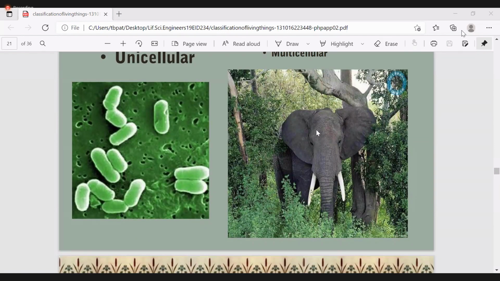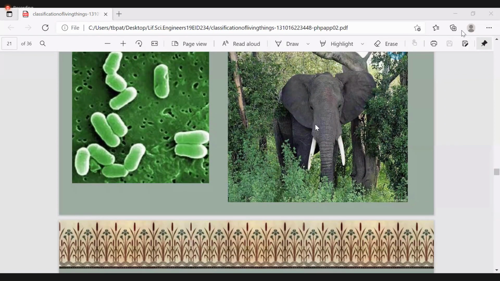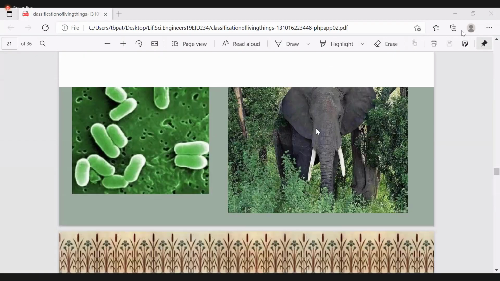The small ant is also multicellular. The big elephant, blue whale, human, dog, rat, rabbit, and whatnot are multicellular. Small plants, even the smallest plants, are also multicellular. Here, the best example of the unicellular is bacteria.